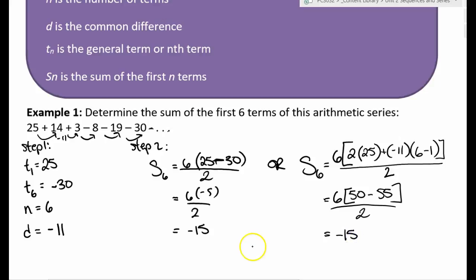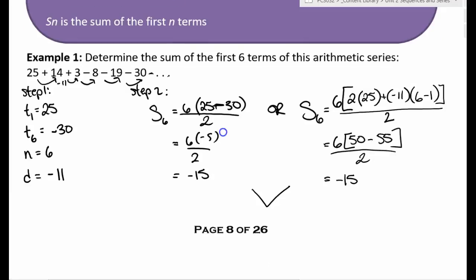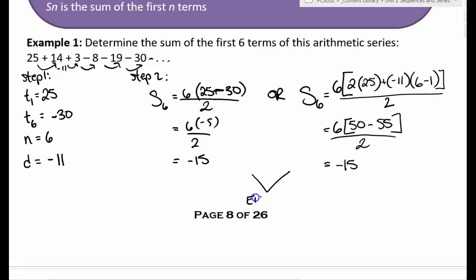So again, either equation, either formula works. And that works out very nicely when we're able to identify all 4 of these characteristics.